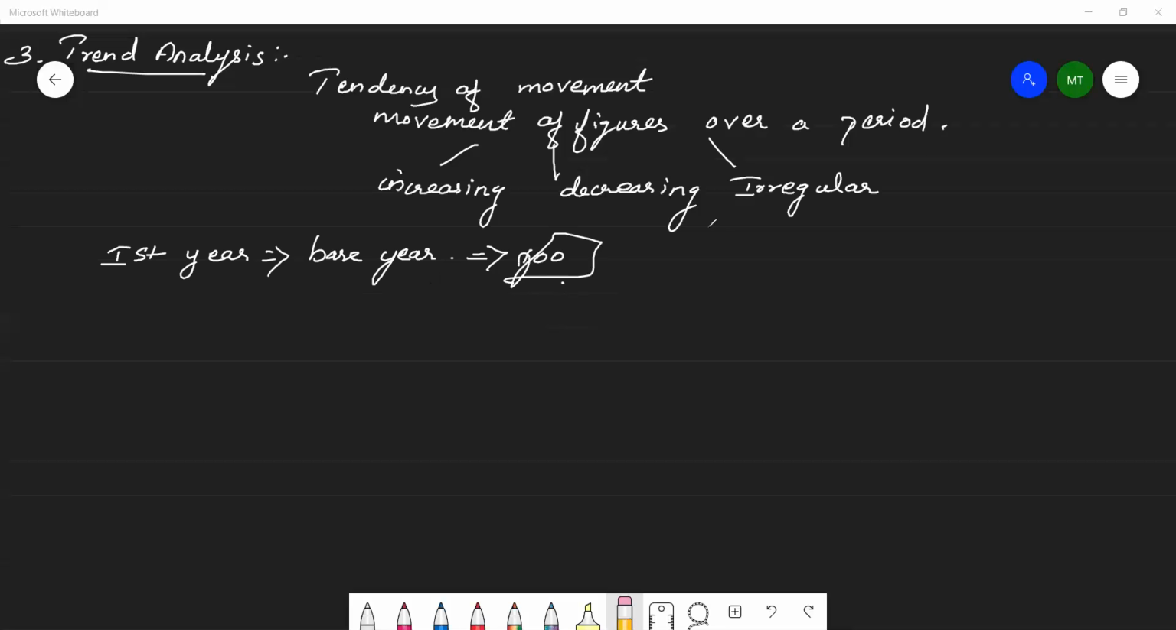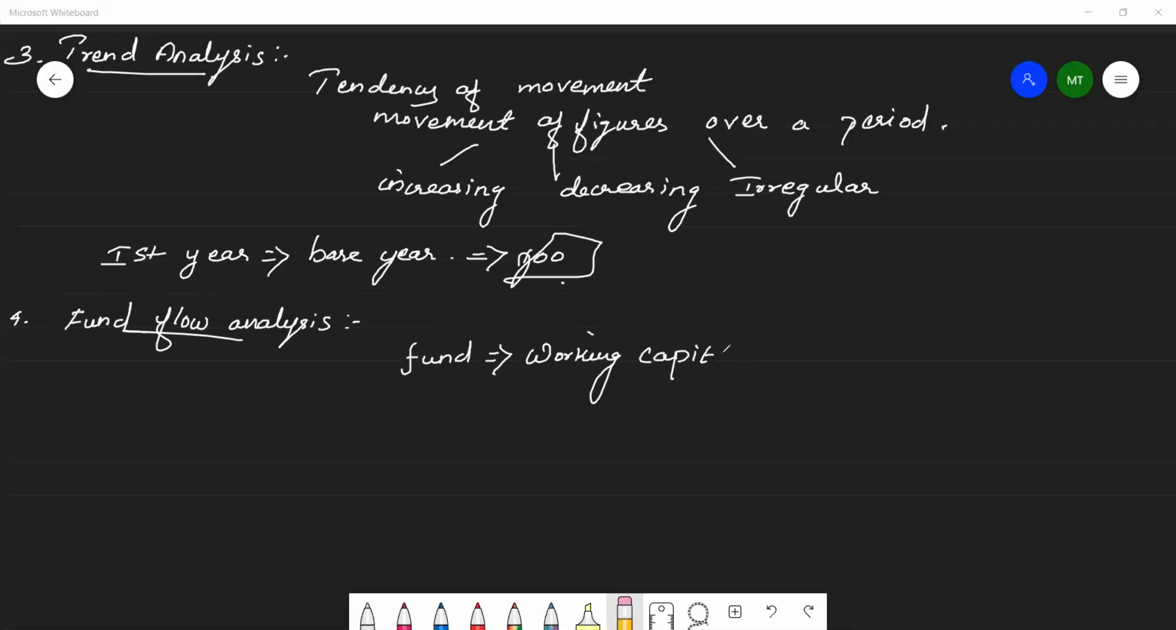So the next one, the fourth one, is fund flow analysis. The term fund refers to working capital. A common question is: what do you mean by working capital? They may ask what fund refers to in a fund flow statement. So fund refers to working capital.